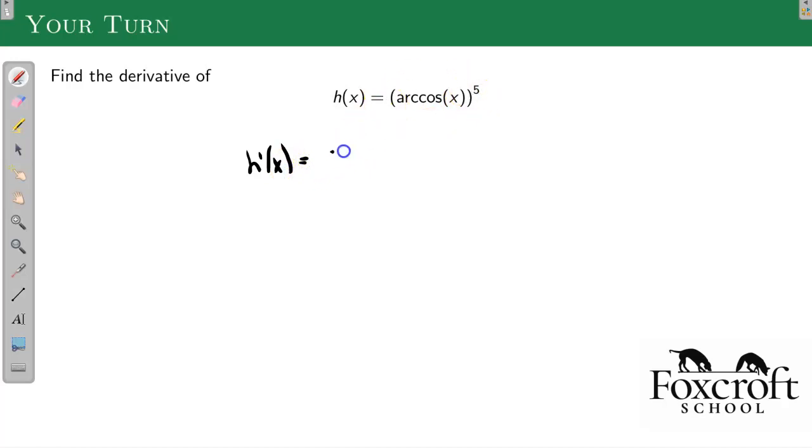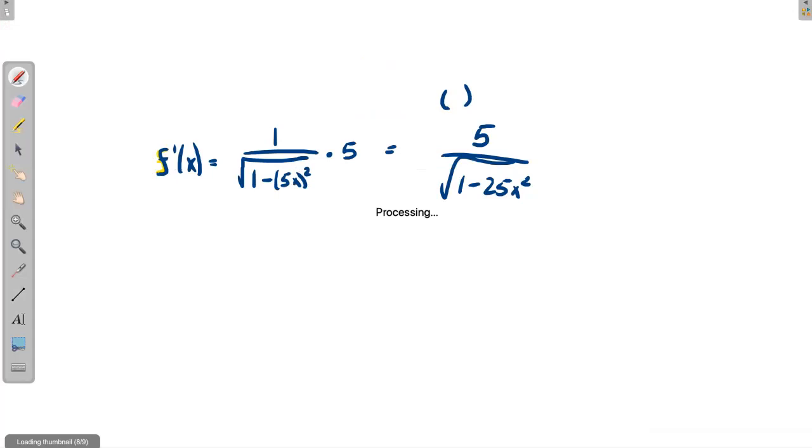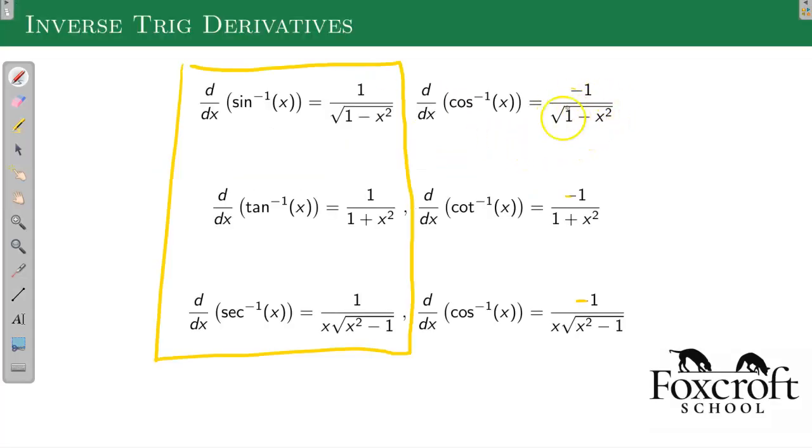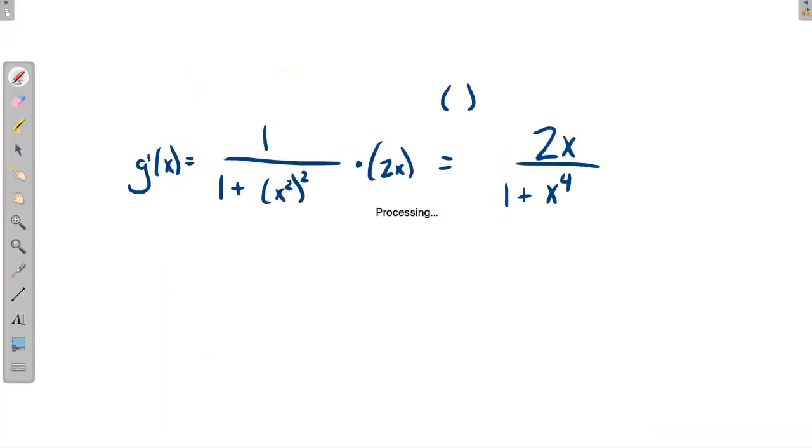All right, bring down the 5, because that's the thing on the outside. Multiply by the derivative of arc cosine. There's a co, so I know it's negative. And then it's the same thing as arc sine of x, which we saw again. Arc sine of x has that square root on the bottom. Same thing with the negative.